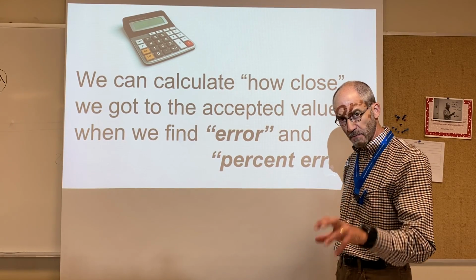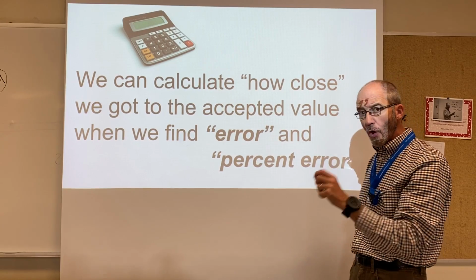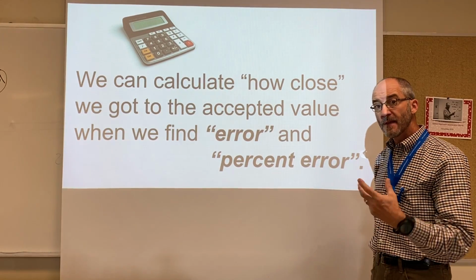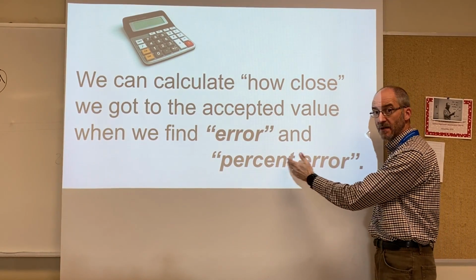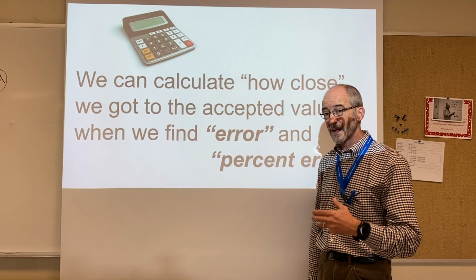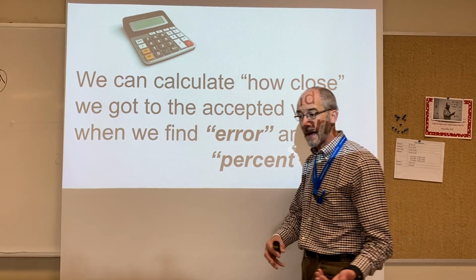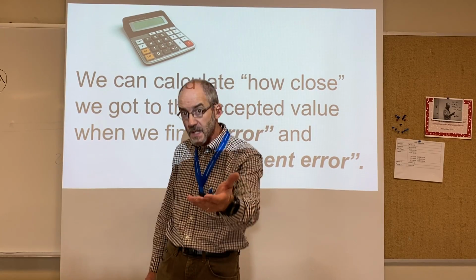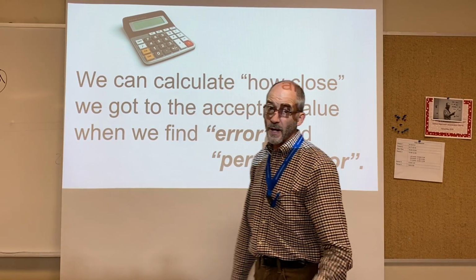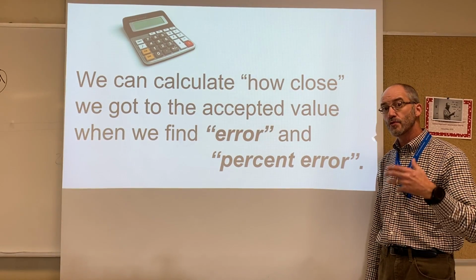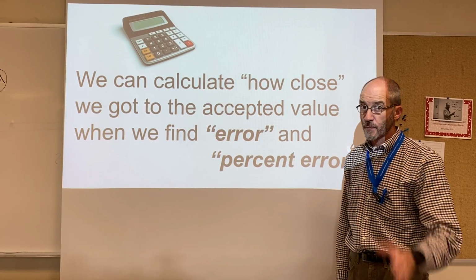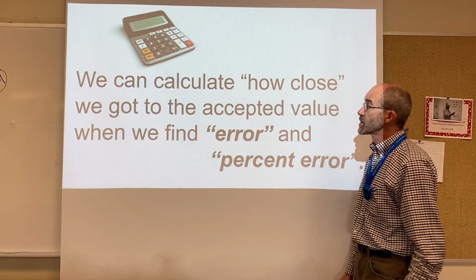All right, now let's get into the nuts and bolts of this. We can calculate how close we got to the accepted value when we find the error, and then after we find the error, we're going to find the percent error, okay? So think about this before we even get started. What would you think an acceptable percent error would be? How much are you really willing to concede to someone? How much are you willing to let them be wrong? And depending upon what kind of job you have, who you work for, and the tolerances that you need, you may not be able to allow much percent error, okay? All right, let's continue.